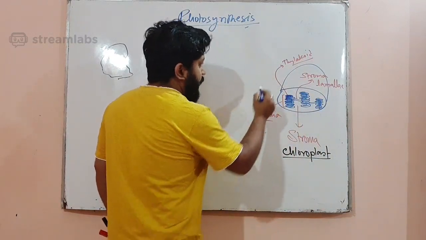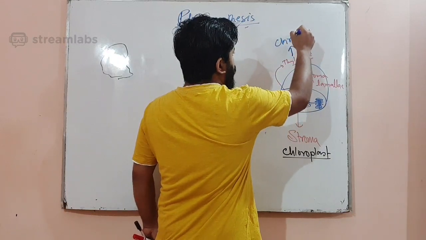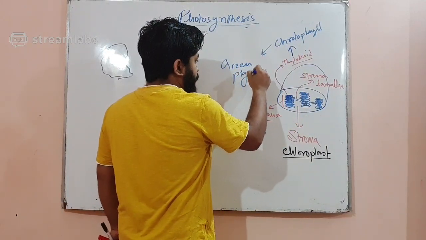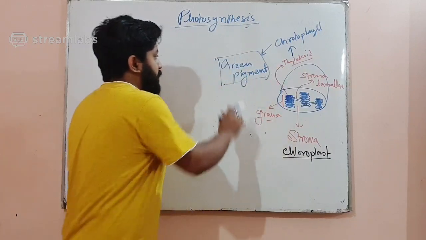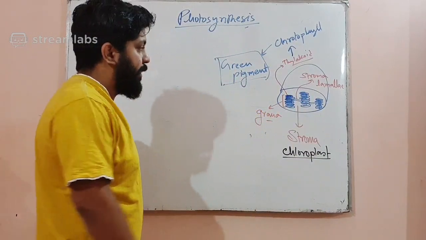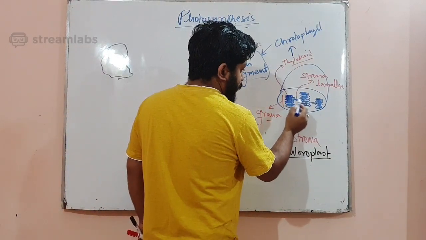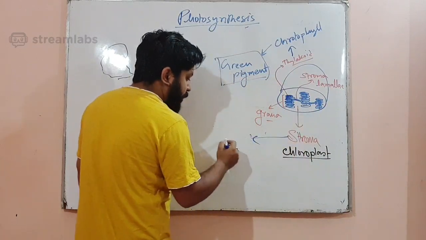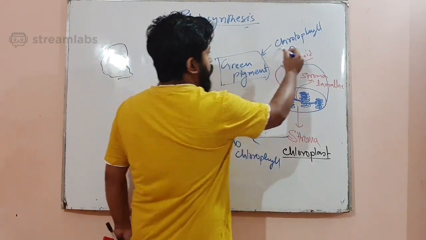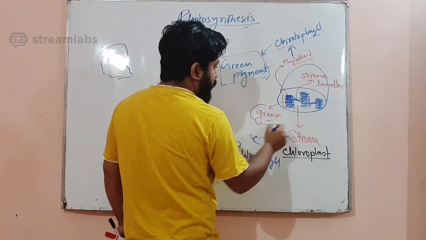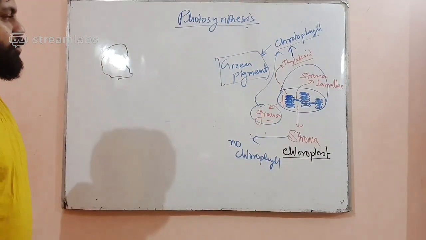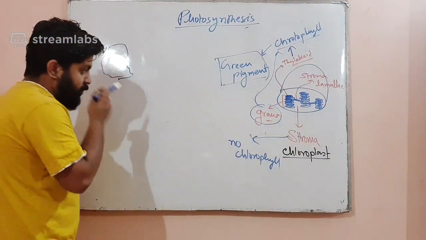So the chlorophyll basically lies in the thylakoid. Chlorophyll is the green pigment. A little bit of chlorophyll will also be there in the stroma lamellae, but in the stroma there will be no chlorophyll at all. So the thylakoid contains the chlorophyll, so the grana also contains the chlorophyll. Okay, so this is the structure of a chloroplast.